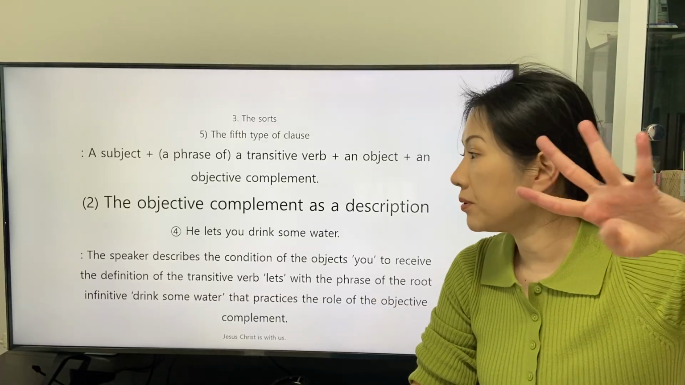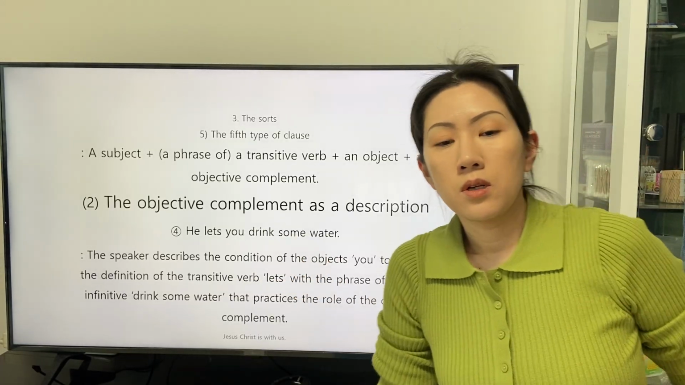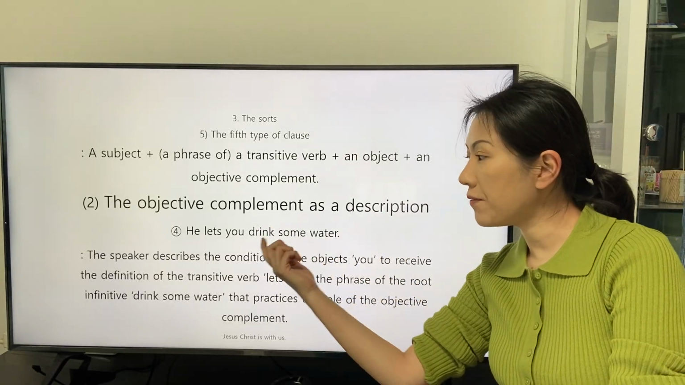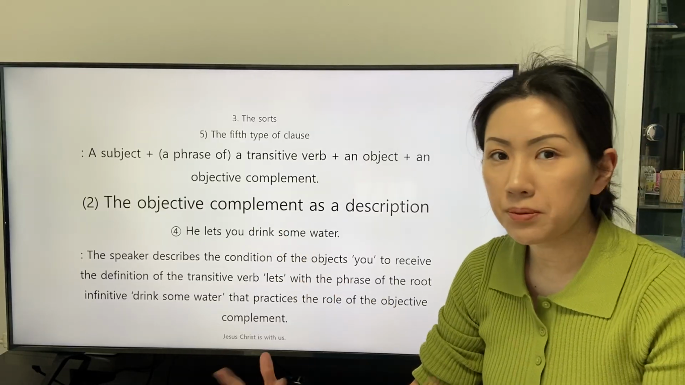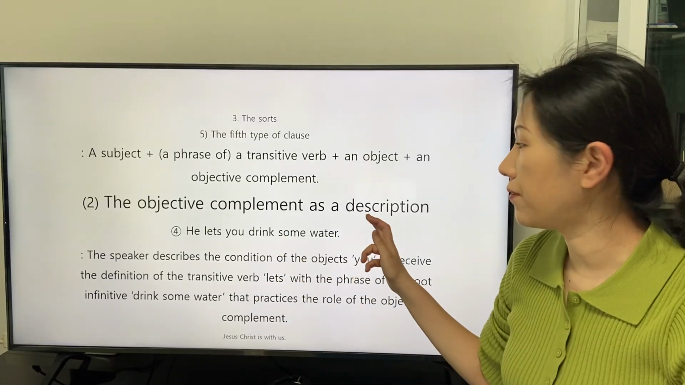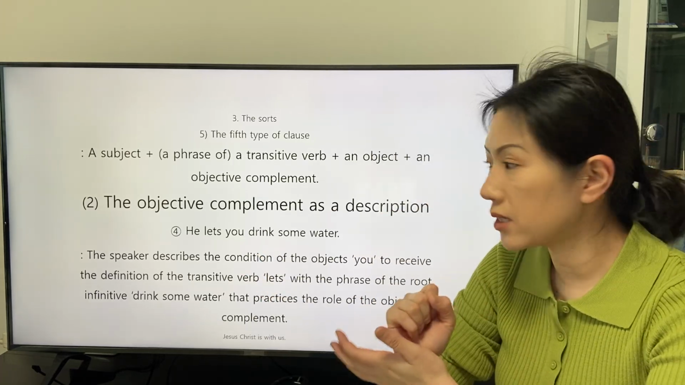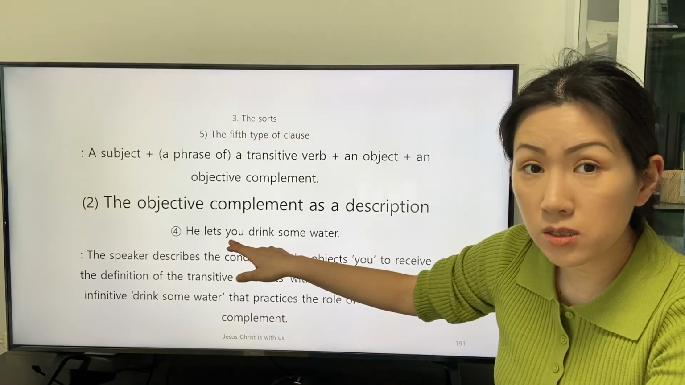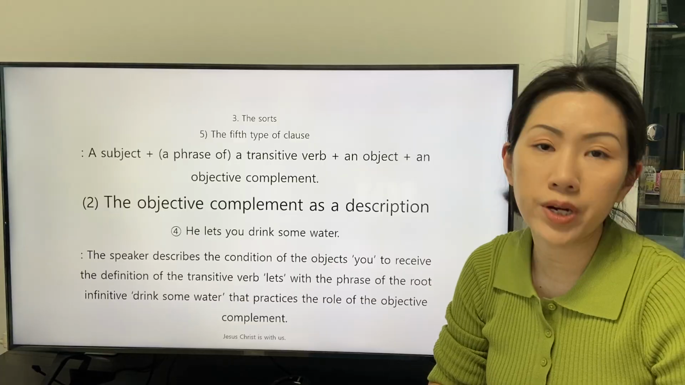The first example is this. He lets you drink some water. In this clause, the root infinitive drink is applied as a descriptive word. The root infinitive drink describes the object, the listeners, in the same form as the transitive verb drink.